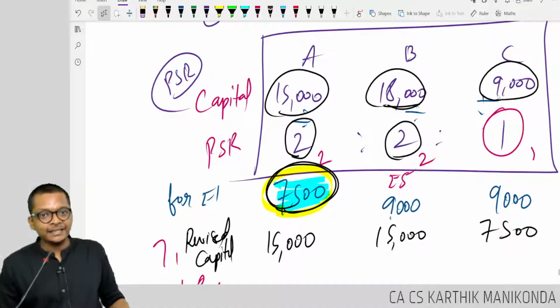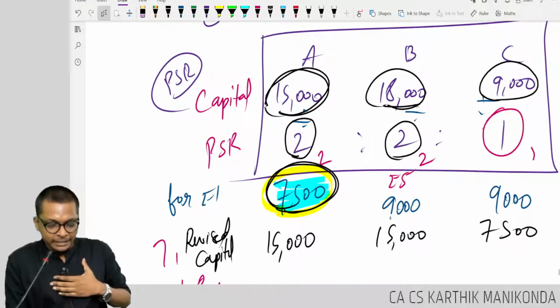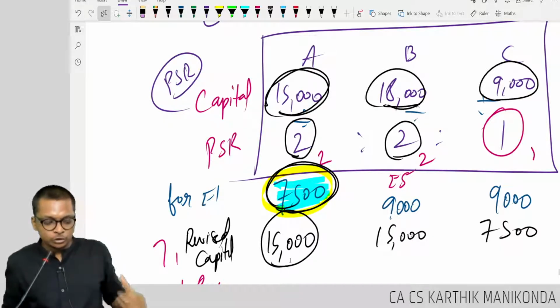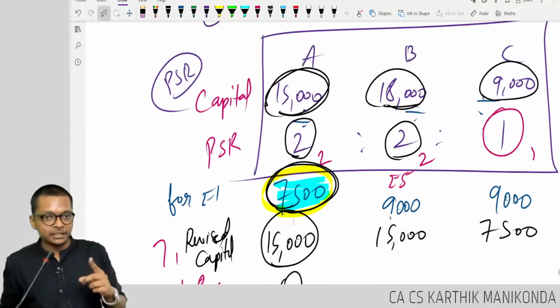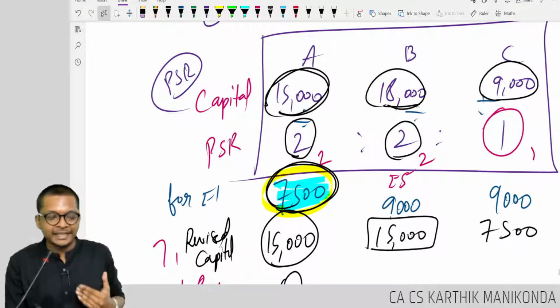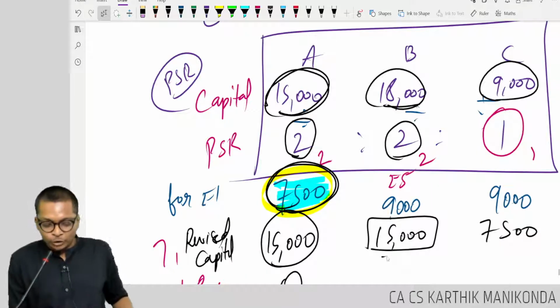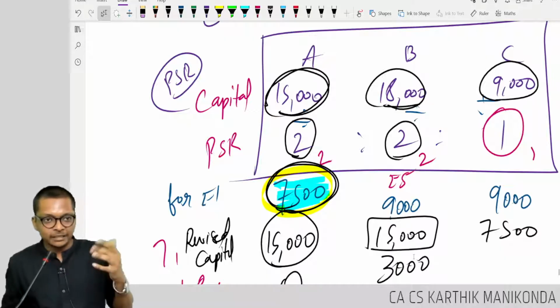So A is saying, okay, fine, now I will be silent. My capital is 15,000, and it should have been 15,000. So totally, I didn't give anything extra. B is saying, correct, you are right. Capital should have been 15,000, but like a fool, I gave 18,000. So how much extra I gave? 3,000.